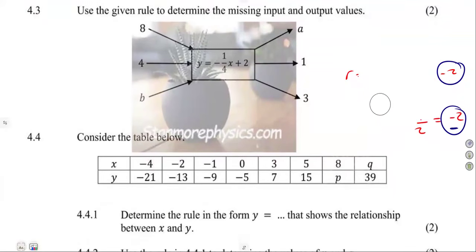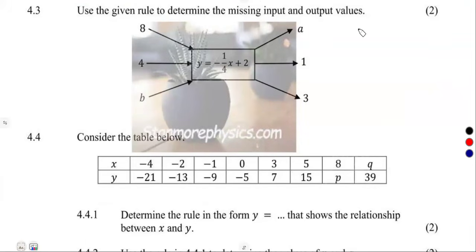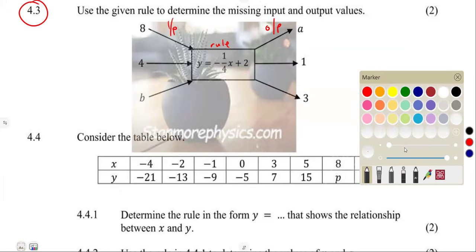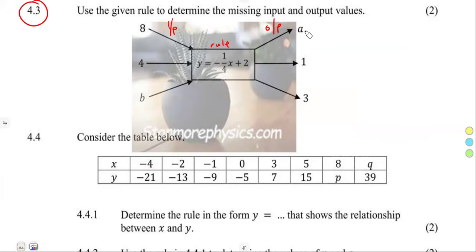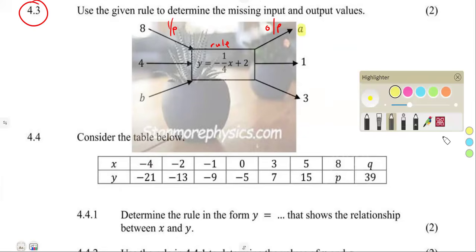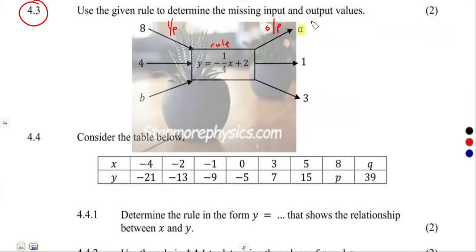Use the rule to determine the missing input and output values for 2 marks. All right, 4.3. We have this rule that we are given. Remember, these are the input values and these are your output values. Let's start with A. It is on the output. It represents the Y value. The output values are Y values. The input values are X values.